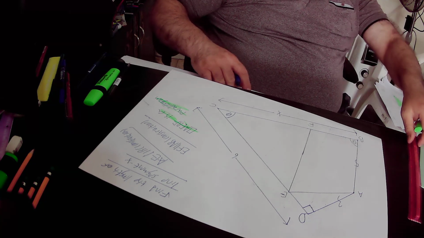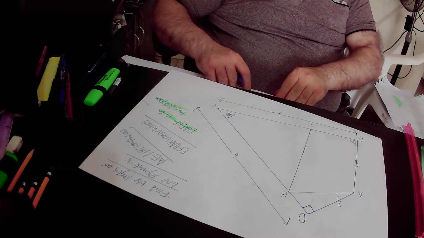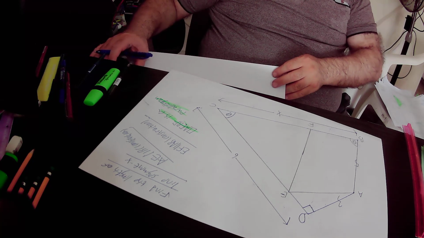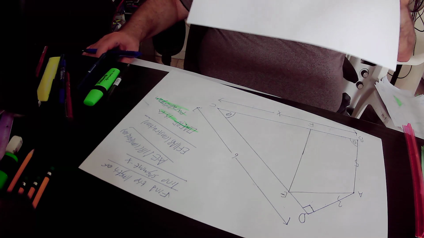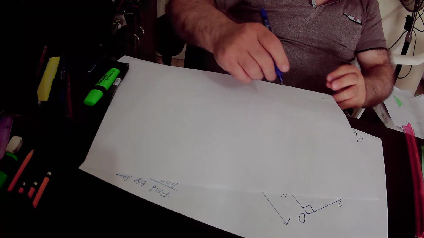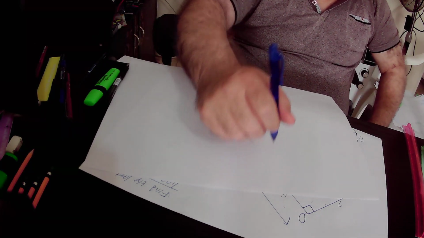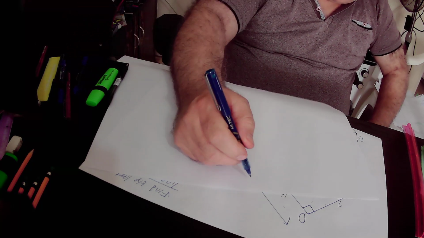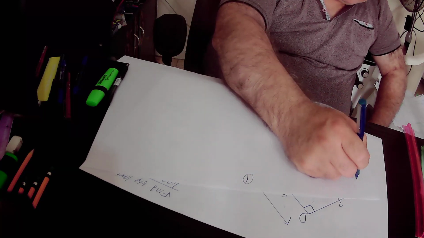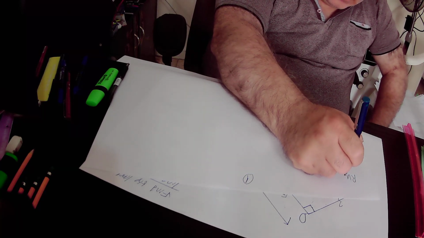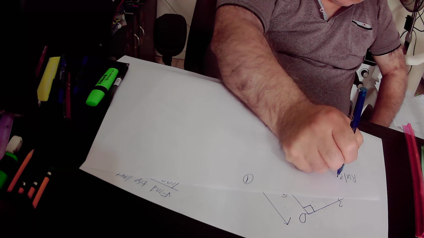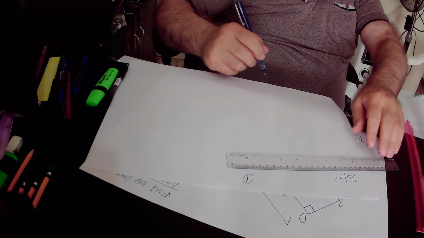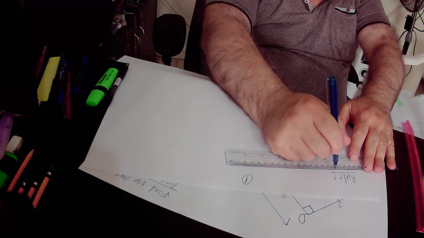In the next step, I will present to you a new rule, rule number 3. According to rule number 3, corresponding angles between parallel lines are equal to each other.